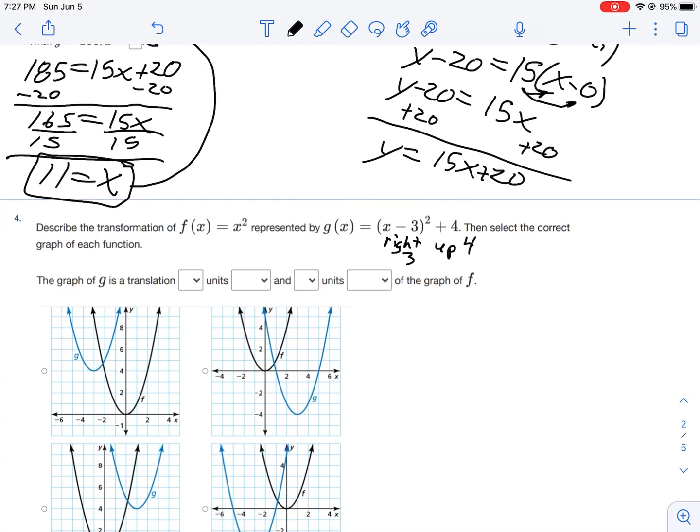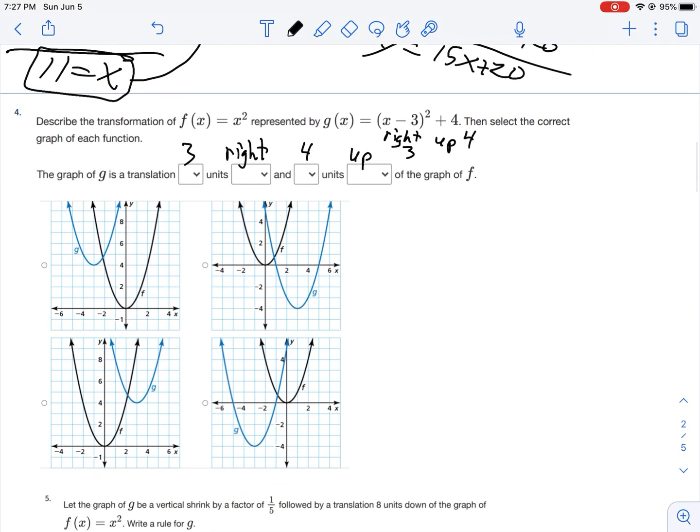So, I don't remember what order this is in, but we'll just assume that horizontal goes first. 3 units right and 4 units up. Those might be swapped. Don't quote me on it. All right.